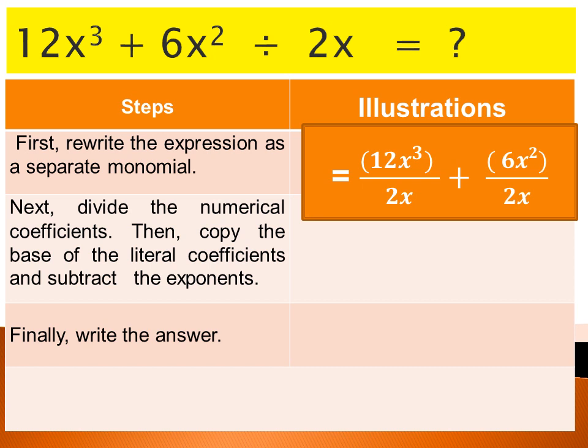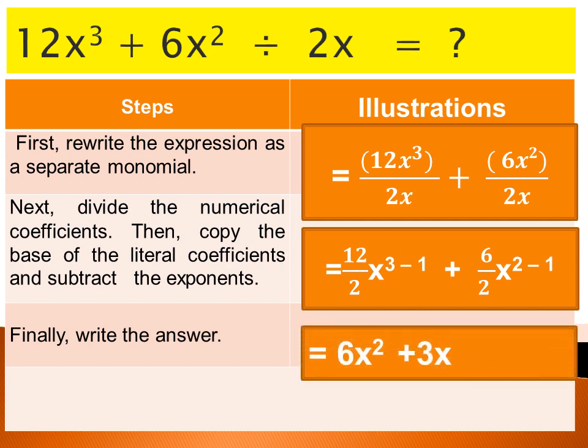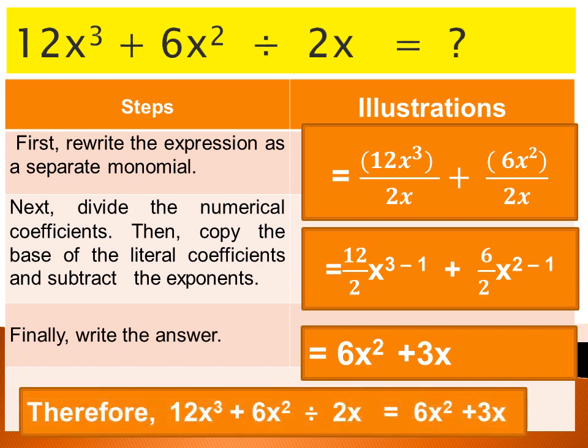Next, divide the numerical coefficients, then copy the base of the literal coefficients and subtract the exponents. We have 12 divided by 2, x raised to 3 minus 1, plus 6 divided by 2, x raised to 2 minus 1. Finally, write the answer. So we have 12 divided by 2, that is 6, x raised to 3 minus 1, that is x squared, plus 6 divided by 2, that is 3, x raised to 2 minus 1, that is x. Therefore, the quotient of the given 12x raised to 3 plus 6x raised to 2 divided by 2x is equal to 6x squared plus 3x.